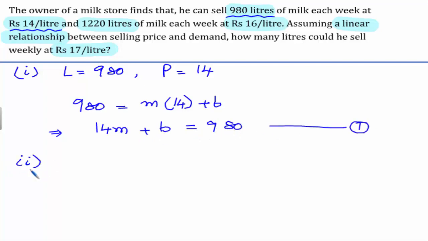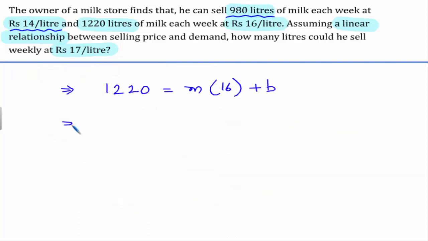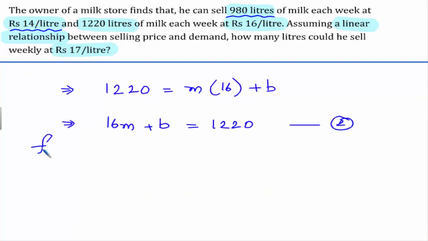Now in the second case, number of liters will be 1220 and the cost this time it is 16 rupees per liter. That means P is 16. Now how the equation will be now? 1220 is equal to m into 16 plus b. So this can be written as 16m plus b is equal to 1220. This is the second equation. Now the two linear equations we need to solve.